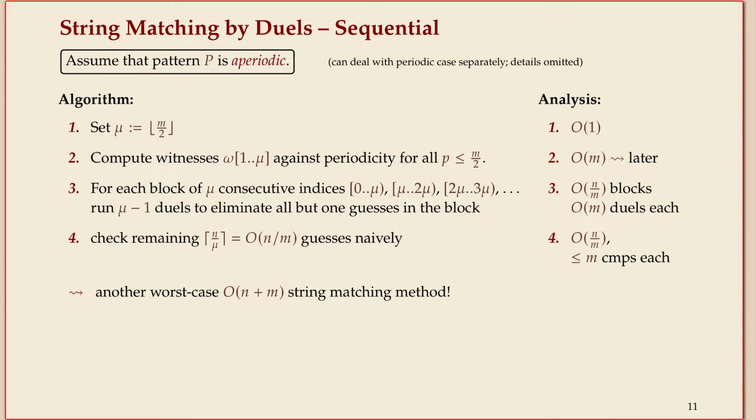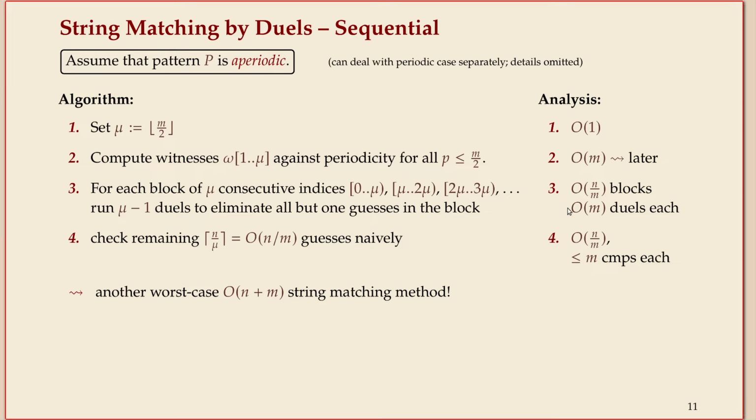So I need a bit of space here. How long does this take? Well, this first step is trivial. For this step, you can compute all the witnesses against periodicity, or find that the pattern is actually periodic, in linear time. We'll talk about this in a second a little bit more. The more interesting parts are steps 3 and 4.